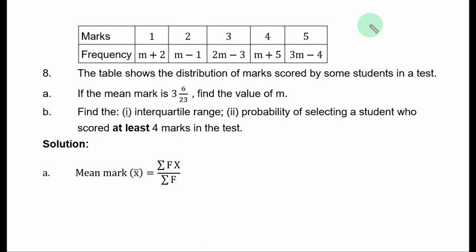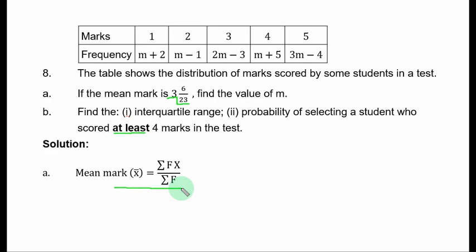Question 8. The table shows the distribution of marks scored by some students in a test. A part of the question: if the mean mark is 3 whole number 6 over 23, find the value of m. B part: find the figure 1 interquartile range. Figure 2 probability of selecting a student who scored at least 4 marks in the test, that is 4 marks and above. To get m, you use the mean formula since the mean is given to you.